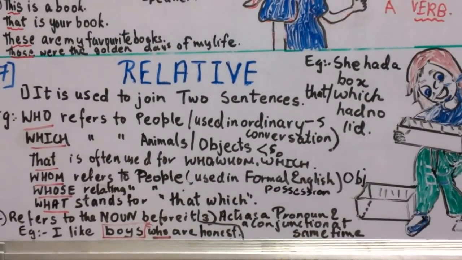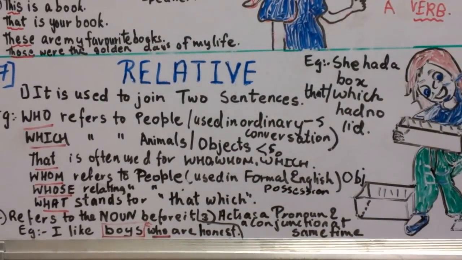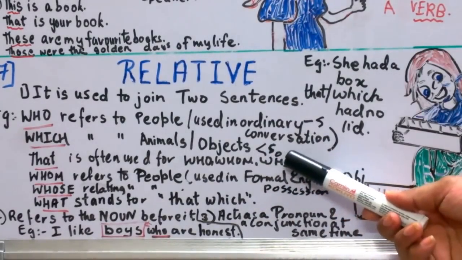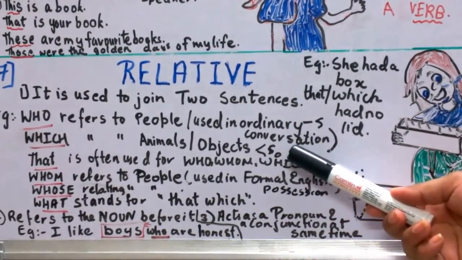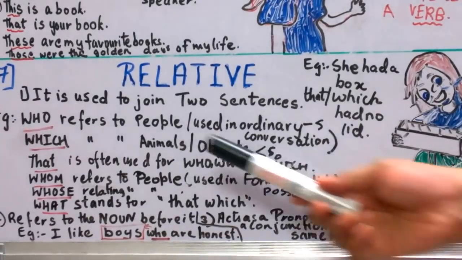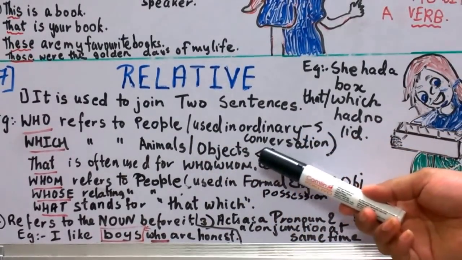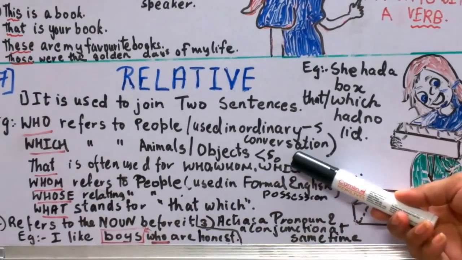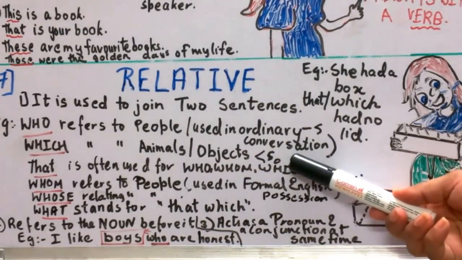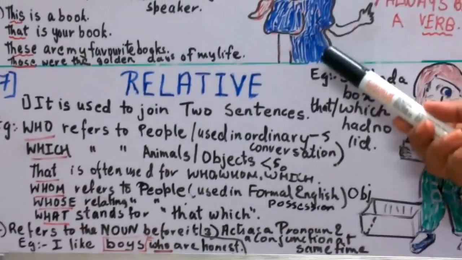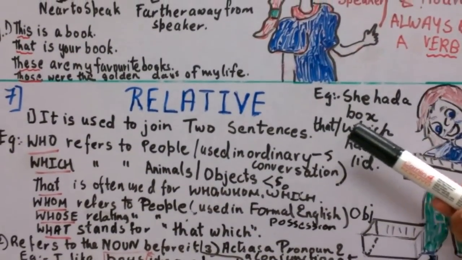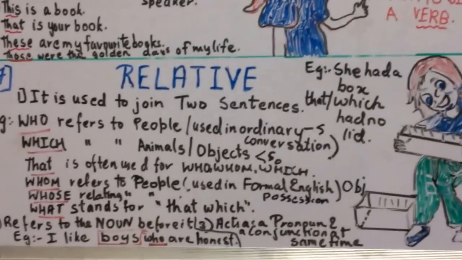And when I talk about which, it can act as a subject and it can act as an object also. Always remember which refers to animals and objects, and it refers to subject as well as object. Please note that who stands for person and which can stand for thing, that is subject as well as object.